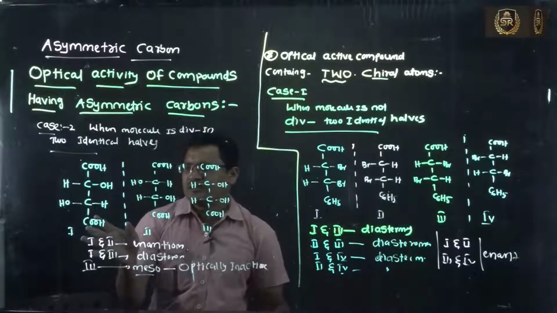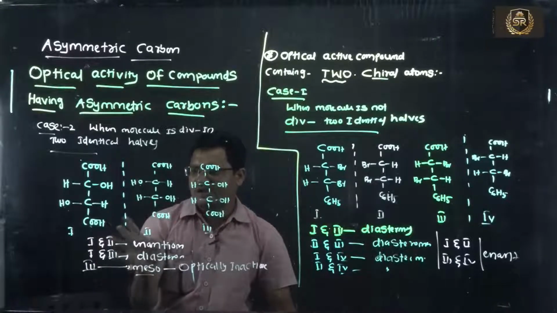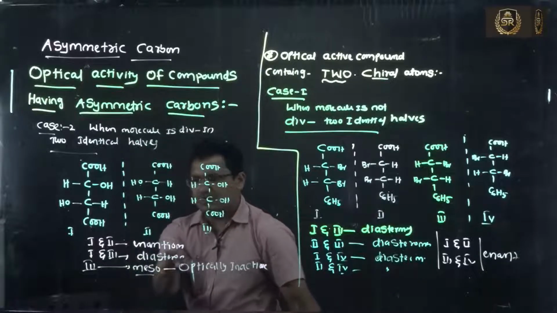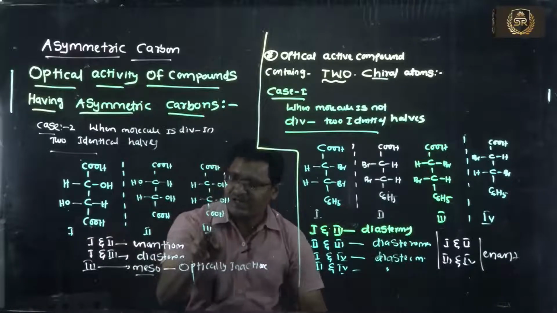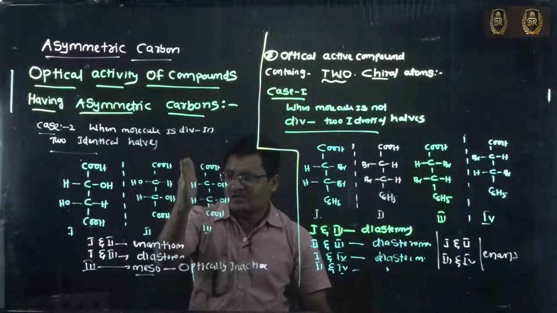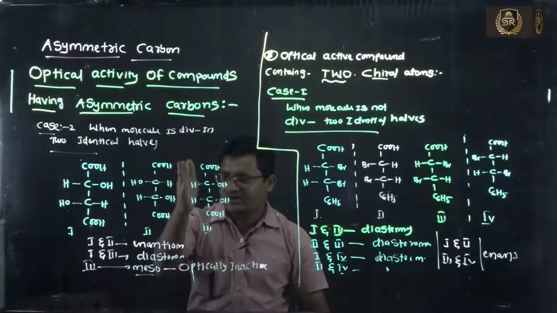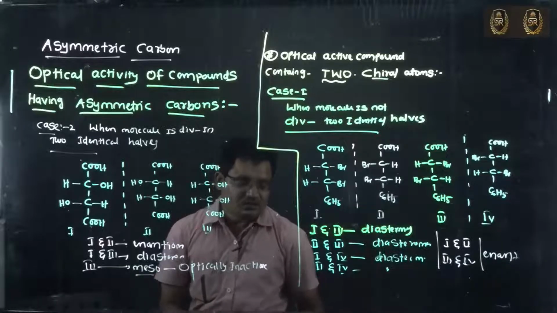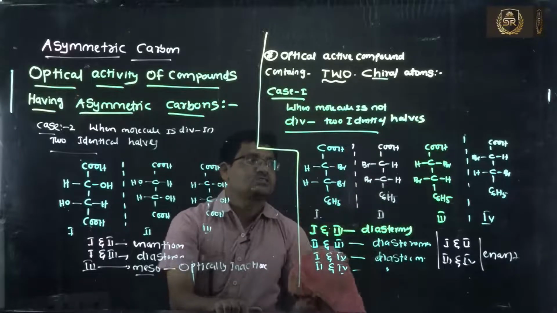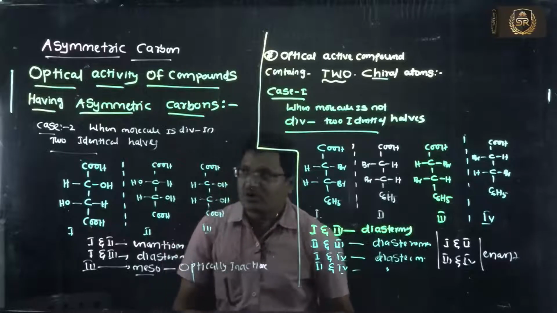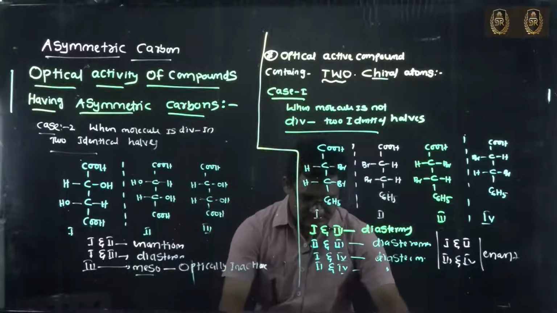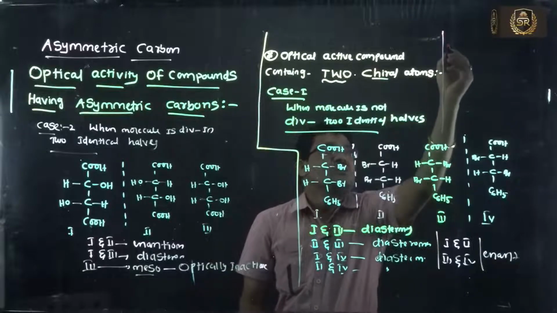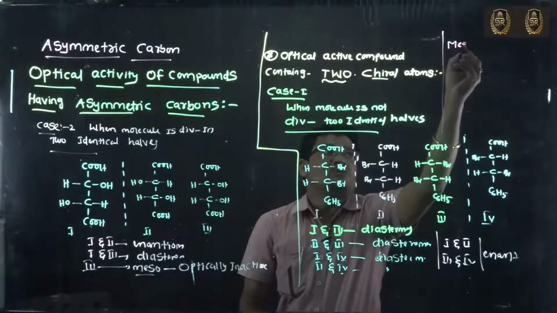So what happened in this structure? 1 and 2 are enantiomers, that means these are mirror images of each other. 1 and 3 are diastereomers, and 2 and 3 also are diastereomers, but only the third structure is a meso compound. That means, what is meso? Next I am doing the meso compound, the last concept, the meso form.